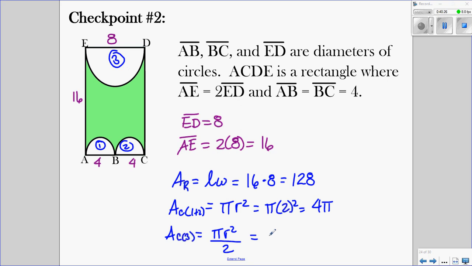The diameter is 8. Half of that is 4. So that would be pi 4 squared over 2. Simplify. And then that will be 8 pi.